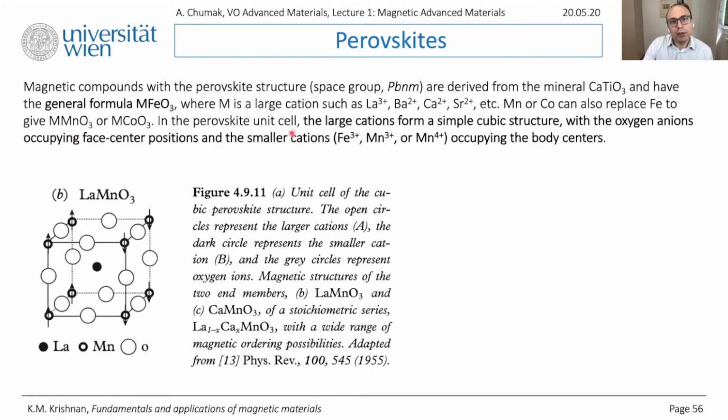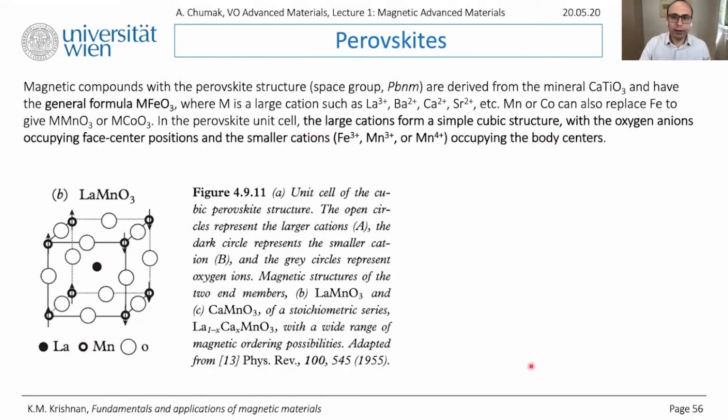So in the perovskite unit cells, the large cations form a simple cubic structure with the oxygen anions occupying face-centered positions, and the smaller cations, iron or manganese 3+ or 4+, occupying the body centers. For example, here again a cubic structure. We have here oxygen, these open circles. We have lanthanum sitting in the middle, the black dot, and this bold circle, these are manganese.